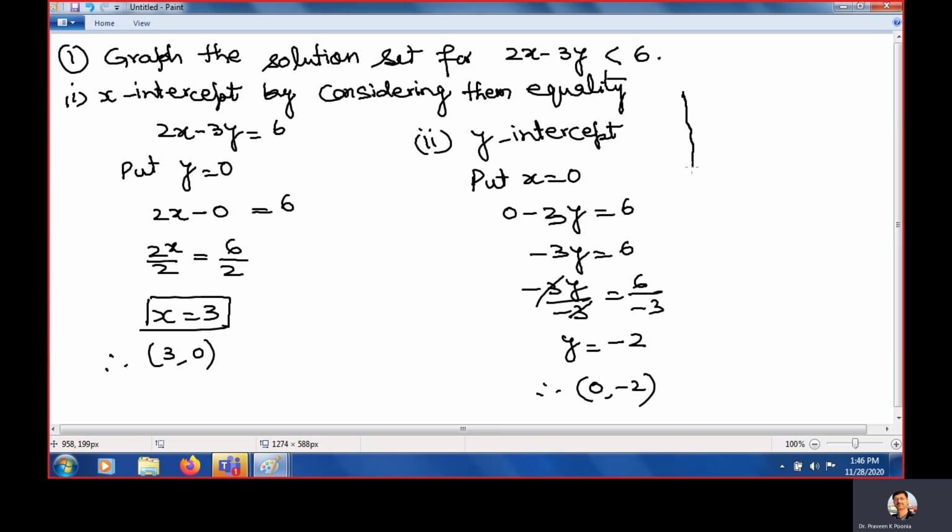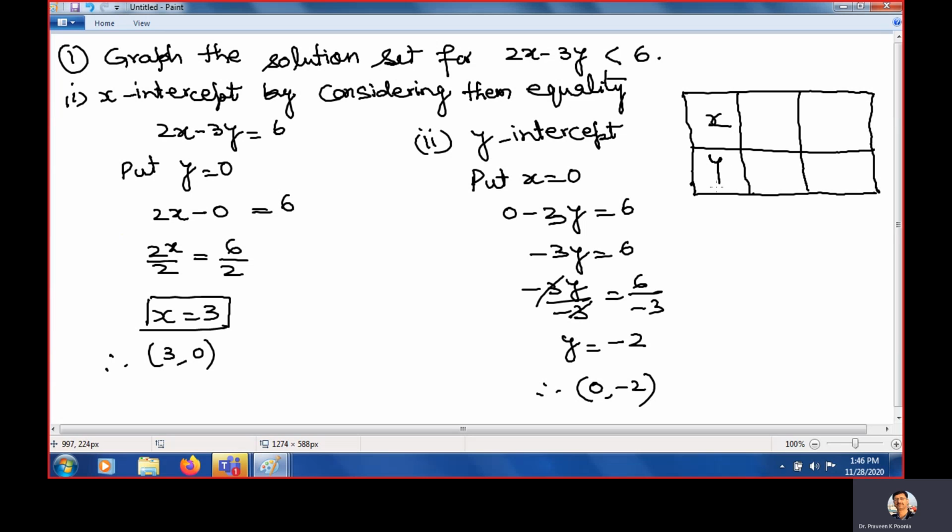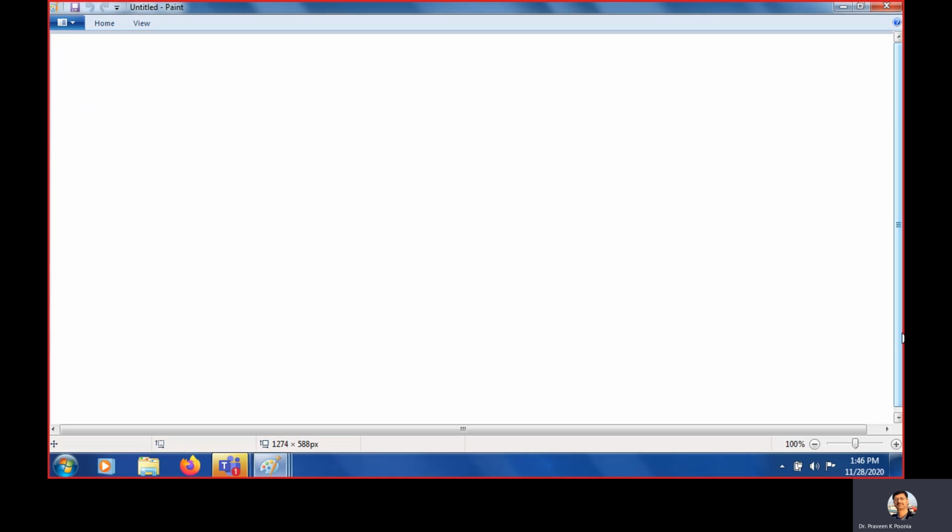This is the longest method. What you can do instead is make a table. This is the shortcut technique. Make 2 rows and divide it into 3 columns. Right here x, right here y. Right here 0, right here 0. Because if you want to find the y-intercept, put x equal to 0. What is the value of y? It is minus 2. If y is equal to 0, what is the value of x? It is 3. So you can form this table, and this is a better way to solve any inequality. On the next page, we will draw this and learn how to draw it.